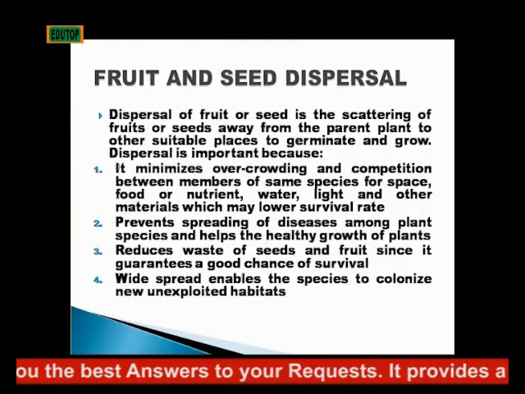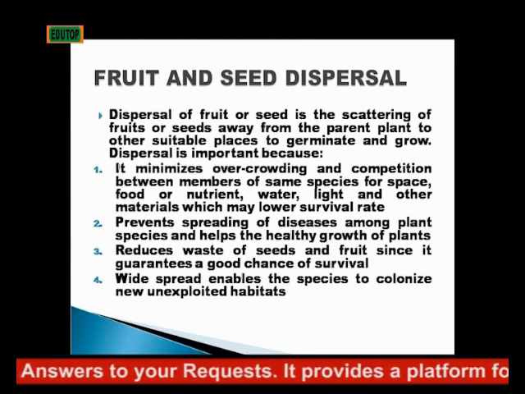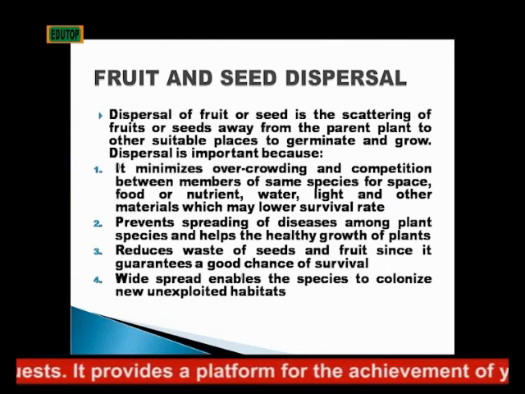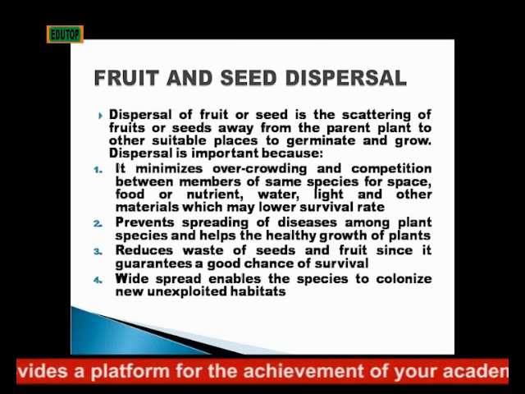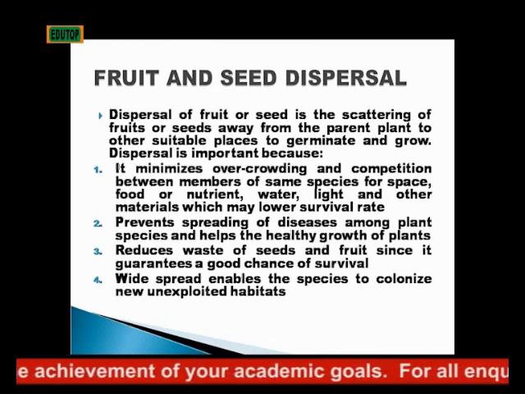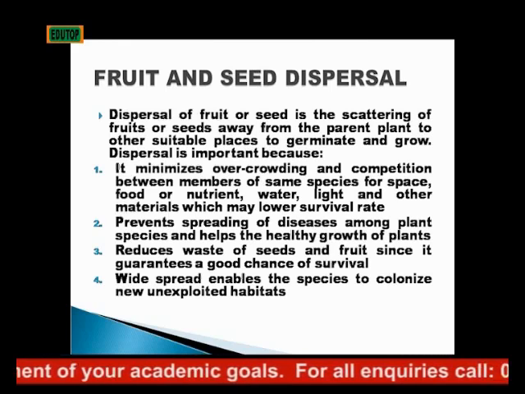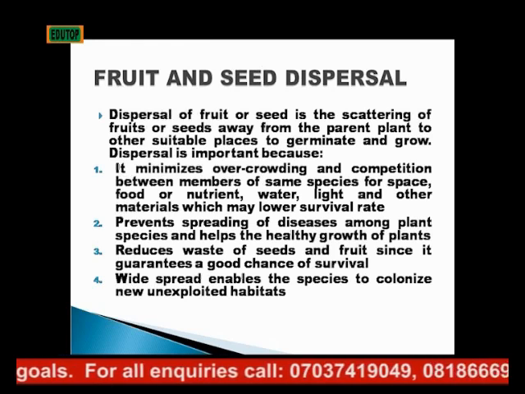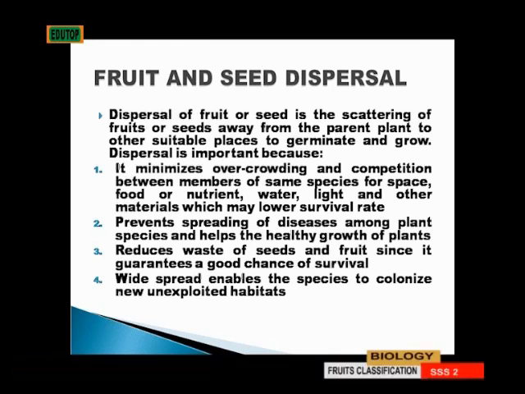First, it minimizes overcrowding and competition between members of the same species. When there is overcrowding, they compete for space, food, water, light, for everything, and it's usually the survival of the fittest. So dispersal reduces this effect of overcrowding and competition. Then dispersal also prevents the spreading of diseases. When they are too choked together and one of them is infected, everyone gets infected. So the spread of diseases is reduced or prevented, and the plants stay healthy by the method of dispersal.